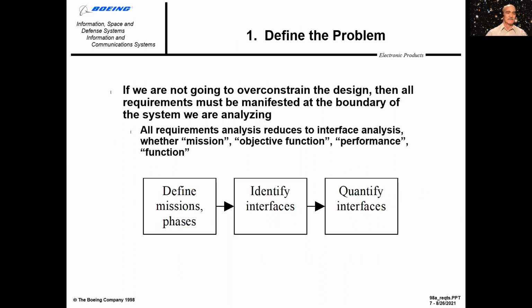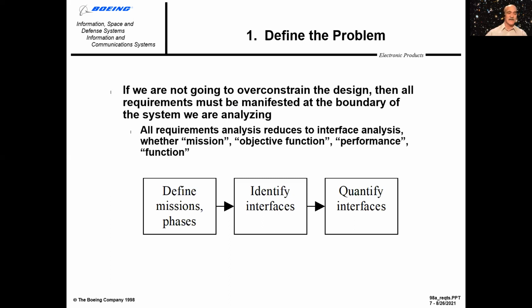First, define the problem. So first thing to recognize, and this was made explicit in the 1996 paper, the SRA3, that if we're not going to over-constrain the design, then all the functional requirements have to be manifested at the boundary of the system we're analyzing. Because if it's not observable as a behavior and measurable as a behavior at the boundary of the system of interest, then it's probably not a valid requirement, at least not a valid functional performance requirement at that architecture level. Well, that means that the requirements analysis related to mission and function reduces to interface analysis. What is happening at the interfaces?